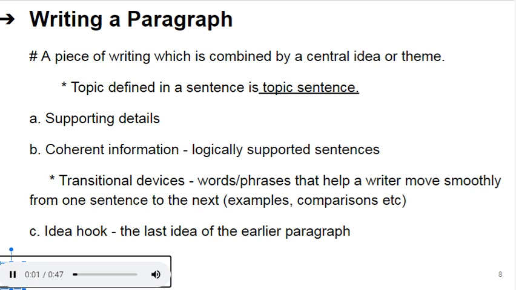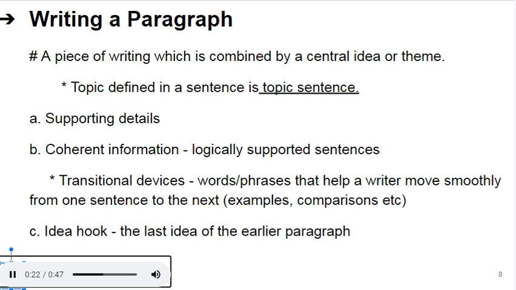So now after making the structure or the skeleton of our story, we come to paragraph writing. Now what is a paragraph? A paragraph is a piece of writing which is unified by a central idea or theme. Now this idea or theme is known as the topic of the paragraph. Once we know the topic, we write the paragraphs accordingly.